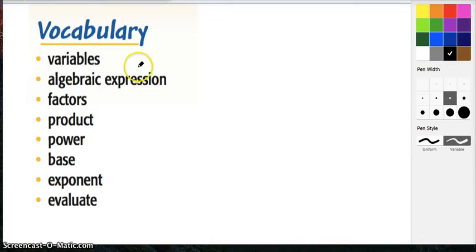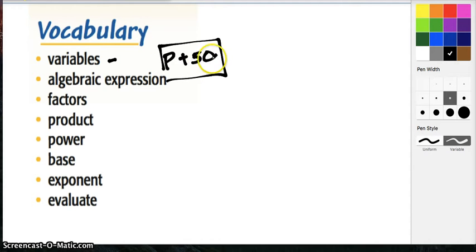So the first word we have is variables. Variables are letters that are used to represent numbers. So I might say something like, I'm hopefully going to get paid this week. And when I get paid this week, P amount of dollars, I already have $50. So the amount of money I'd have altogether would be P plus $50, where P is the letter that's being used to represent the amount that I would get paid.